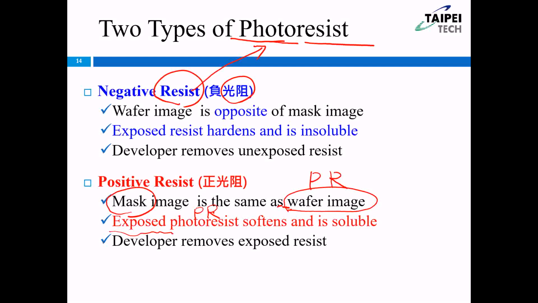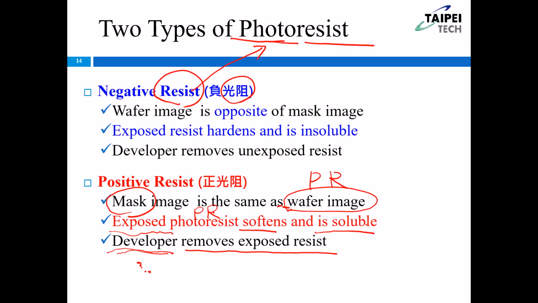The exposed PR means exposure to the UV light. Exposed PR will become softened and is soluble in the developer process, or the exposed PR will become weaker. So after the developing process, all of this exposed PR will be removed. Finally, the developer, 显影液, removes the exposed photoresist. Later we will see that.